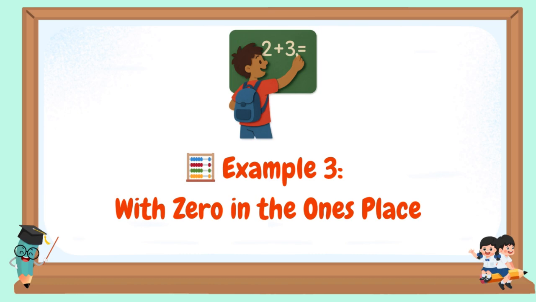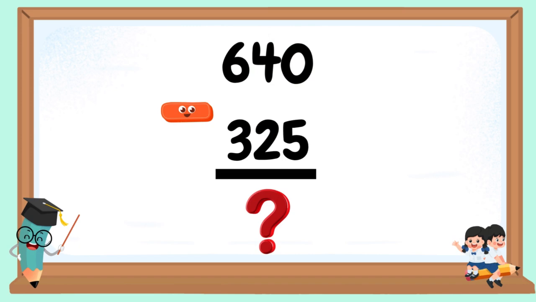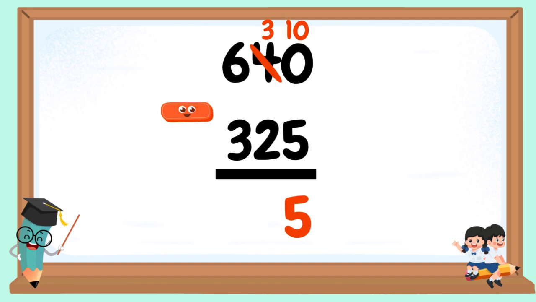Example 3. With 0 in the ones place. 640 minus 325. 0 minus 5 cannot be. That's why we will borrow 1 from 4. 4 will become 3 and 0 will become 10. 10 minus 5 is equal to 5. 3 minus 2 is equal to 1. And 6 minus 3 is equal to 3.